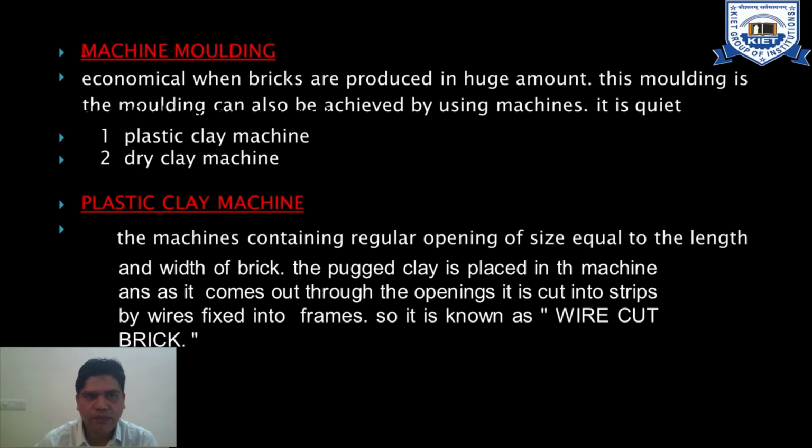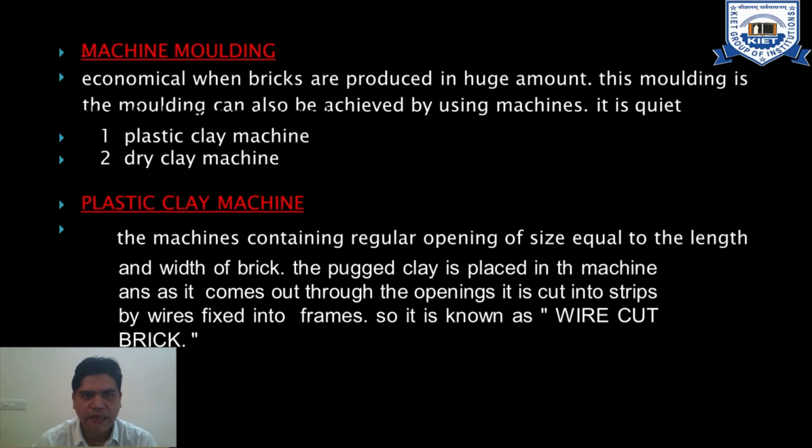Now coming on to the machine molding. It is economical when bricks are produced in huge amount. This molding can be achieved by using machines. It is quite economical, and at the same time, if we want to produce a smaller number of bricks, then this proves to be costly. But the quality of the bricks from machine molding will be very good, because the quality control is much more controlled in this particular condition.